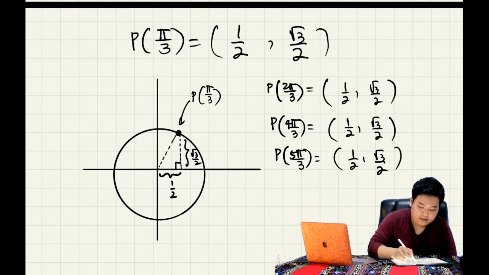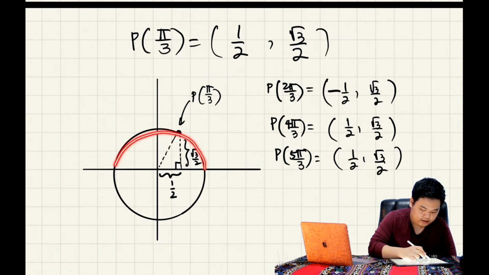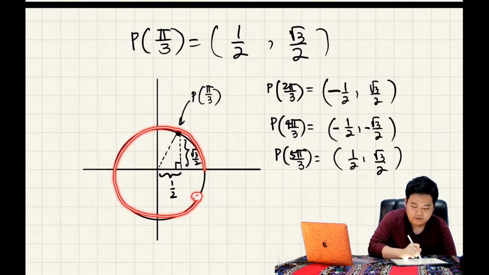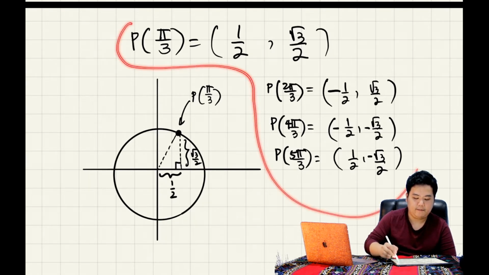So for example, 2 pi over 3, so 2/3 ng pi. So andito yon, 2 pi over 3. Kasi ang pi, kalahati, so 2/3 nun is this one. So x is negative, y is positive. And for 4 pi over 3, andito siya, banda dito. Okay, so siya ay nasa quadrant 3. So negative si x, negative si y. And for 5 pi over 3, ayan siya, nasa quadrant 4 siya. So x is positive, y is negative. Okay, so remember these special values kasi lagi natin silang gagamitin. Okay?